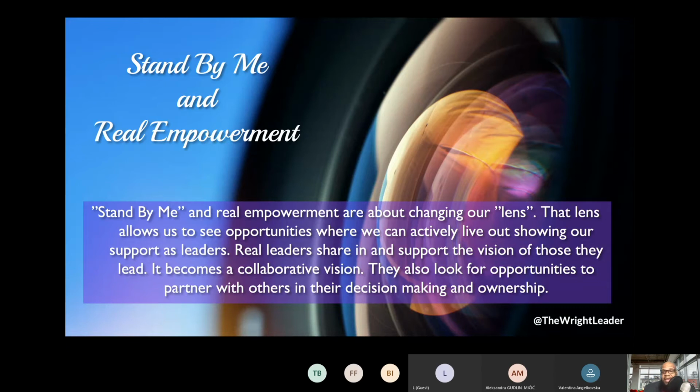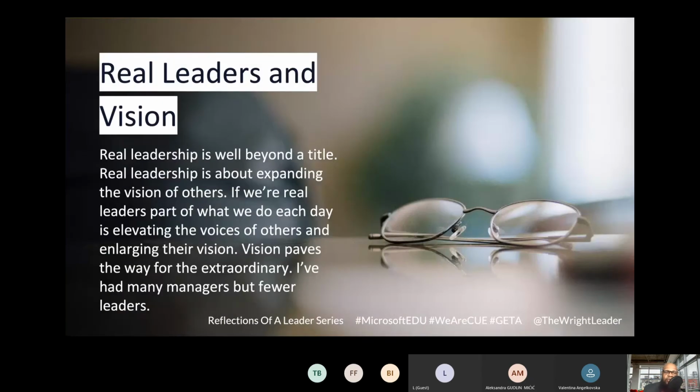So, stand by me and real empowerment. And of course, as well, bringing others into spaces where we can all become co-collaborators in decision making and making change. Real leaders in vision. Real leadership is well beyond a title. Let me say that one again. Real leadership is well beyond a title. It's about expanding the vision of others.